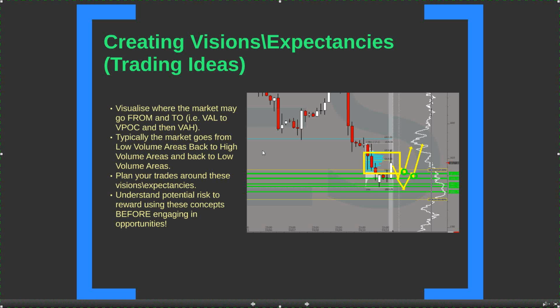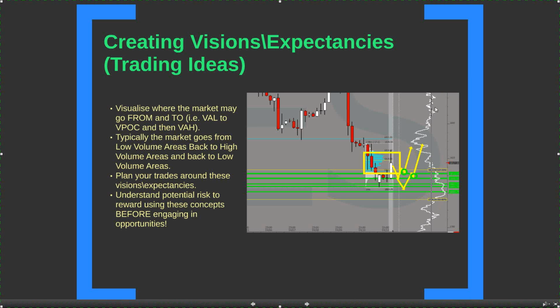Right. So the idea here is to visualize where the market's going to go from and to. Now, we talked about unfair lows. The market doesn't want to spend time there, doesn't want to trade volume there, so it shouldn't basically spend a lot of time there. Simple stuff. Now when we look at a composite profile, what you see on the right-hand side of this screenshot is a composite profile.